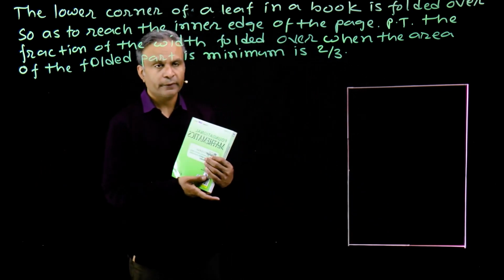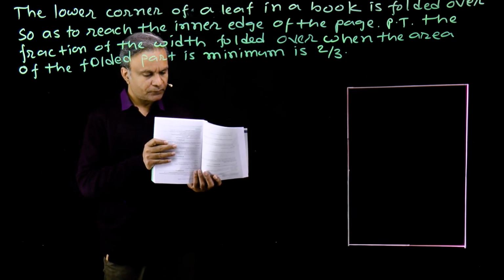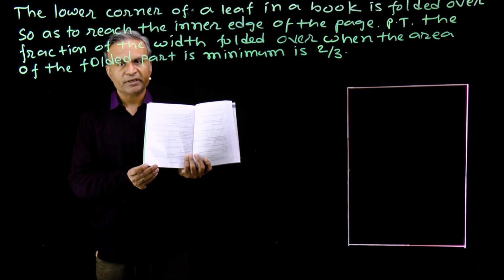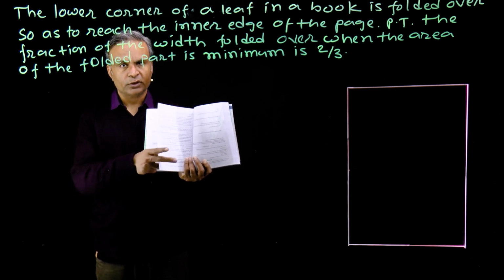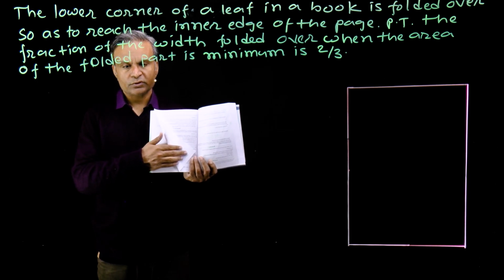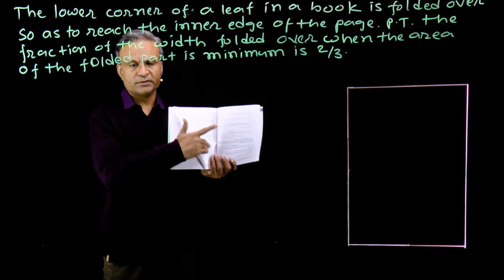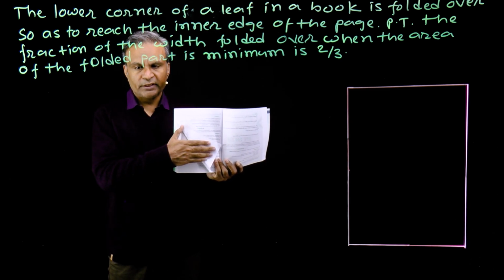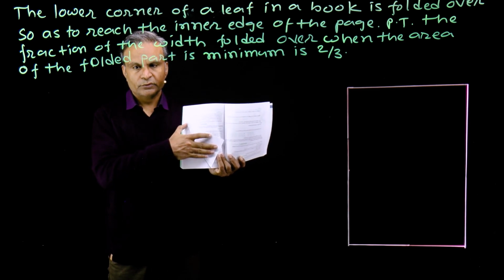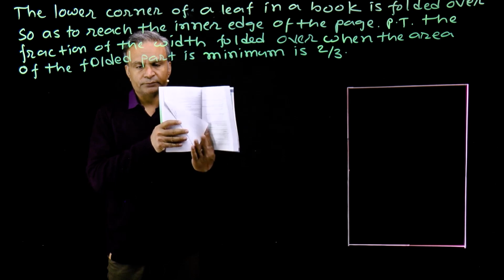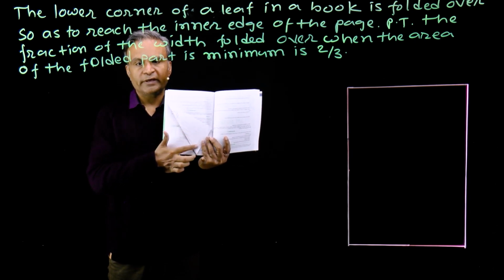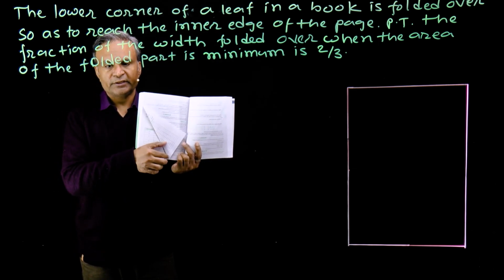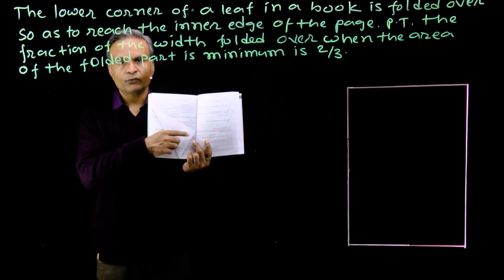Here I have one book, okay, and this is one page or leaf of the book. This is lower corner of the page. Now this is folded over. This corner is folded over so that it reaches the inner edge. This is the inner edge, okay, where there is a binding, okay. Now okay, first let me make the crease here, okay. So this is the folded part. It is a triangle, okay, and this is the folded width. ये जो है वो folded width है ना, okay, जो width fold हुआ है.